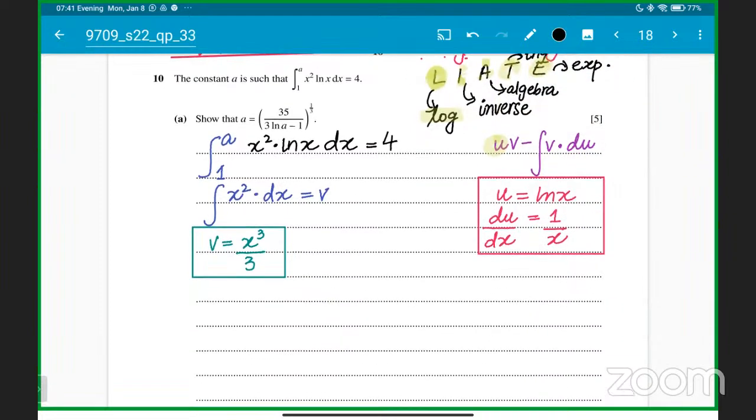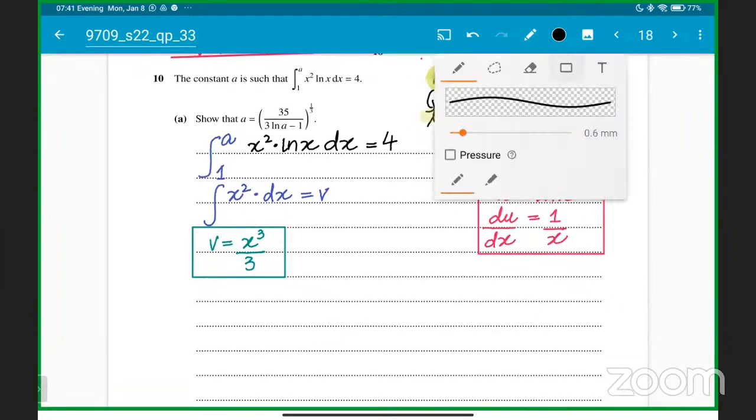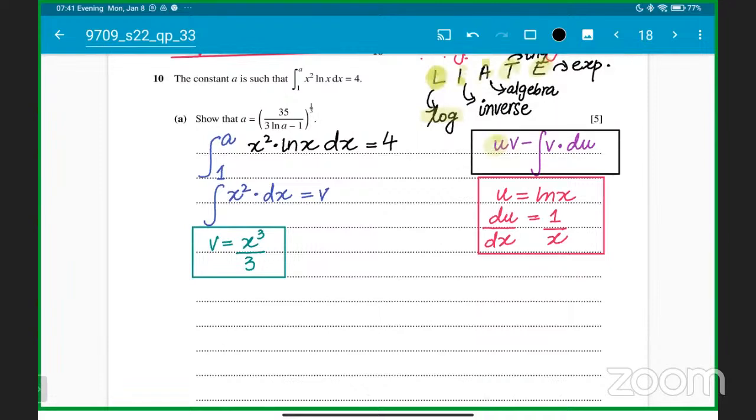Now you're going to put this in the formula. Students, follow carefully. It will be u, that is ln x, times v, that is x cube divided by 3. I'll slow down. u is ln x, v is x cube divided by 3. And then you have to do minus. This is step number 1. Let me write it down for students. Step number 1, step number 2.